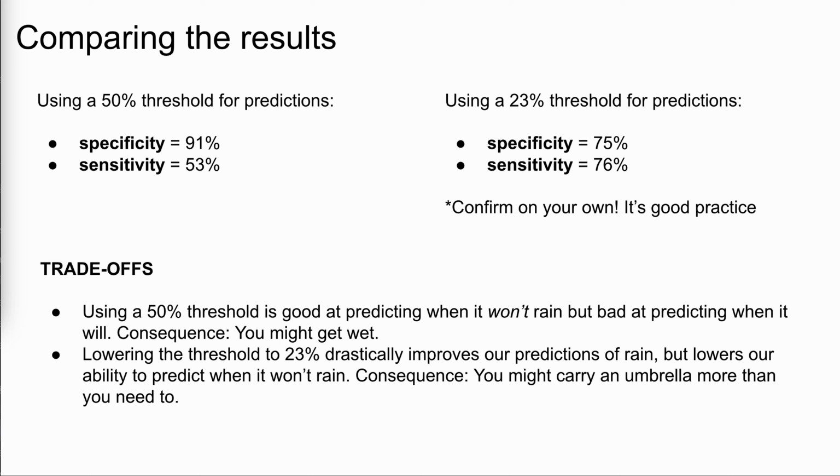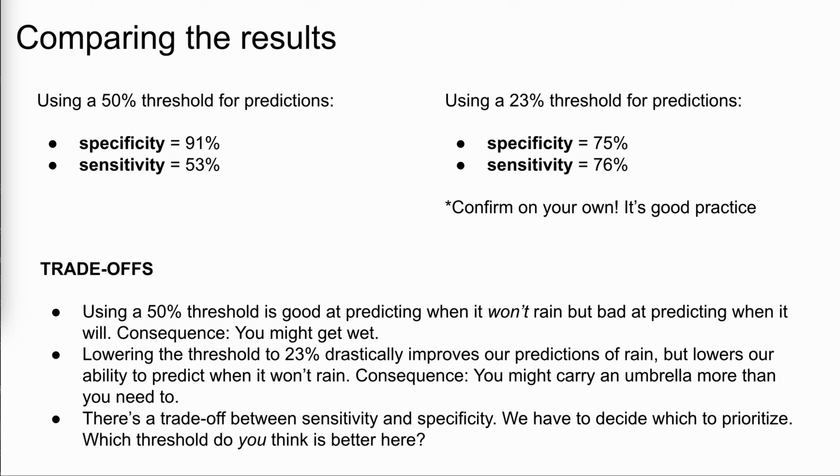In general, not just in this example, there's a trade-off between sensitivity and specificity. We have to decide which to prioritize and accordingly set an appropriate threshold. For example, which threshold do you think is better here? Now, there's no concrete answer to this question. Rather, it will depend upon the context of our analysis and the real-life consequences of our prediction errors.